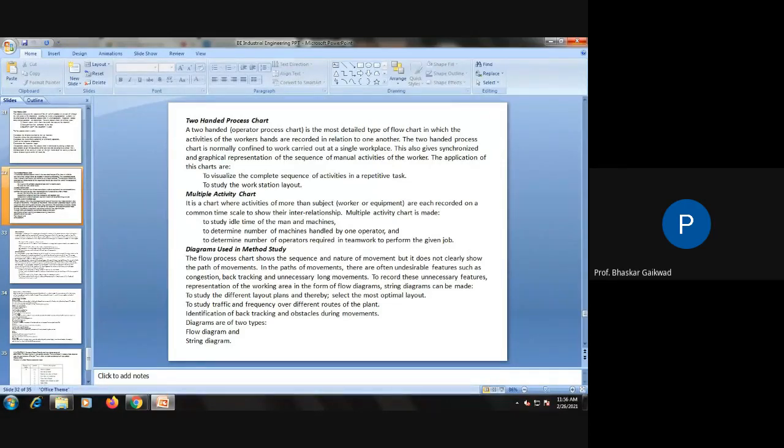The two-handed process chart normally conforms to work carried out at a single workplace. I gave the carburetor example. In our bike carburetor assembly, those very small parts in the carburetor can be assembled together at one place, and that is done by the two-handed procedure. This also gives a synchronized and graphical representation of the sequence of manual activity of the work. So this is the manual activity, and you can study in which way that worker is doing that assembly.